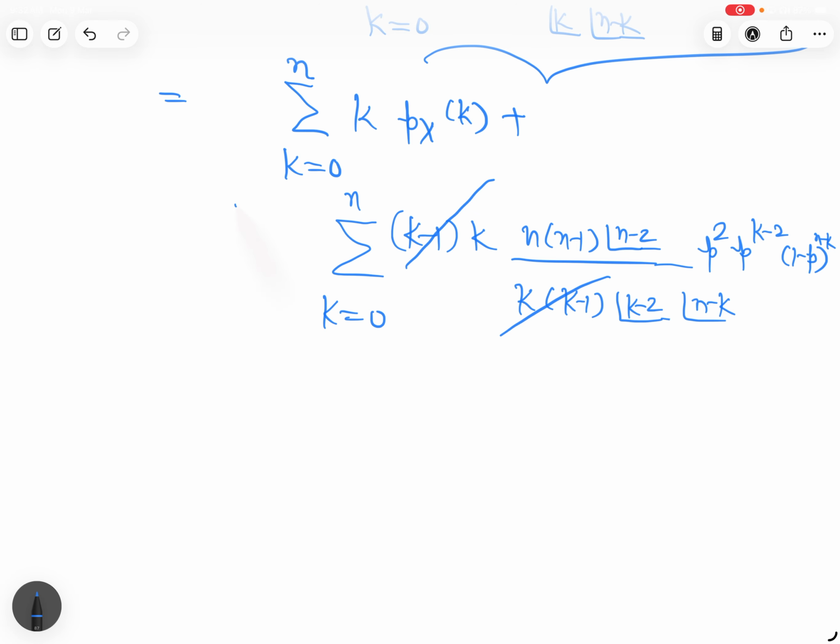Can you tell me what the first part is? This is nothing but the expectation of x. So these two parts are cancelled out. Summation k goes from 0 to n. Are you getting it or not?